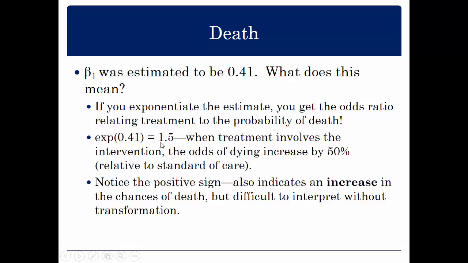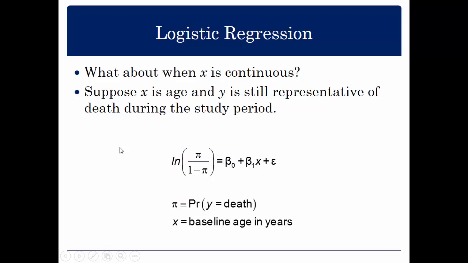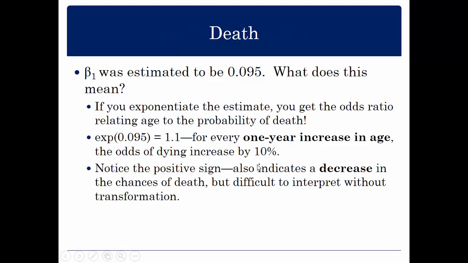So for odds ratios, a value of 1 means they're equivalent. Some distance away from 1, either positive or negative, describes the percentage increase or decrease in the odds of the event. When x is continuous, we can still do the same thing. Suppose now that y is death, but x is age. If we exponentiate the beta 1, which describes how the log of the odds change for every 1 year increase in age, we can get out the odds ratio.